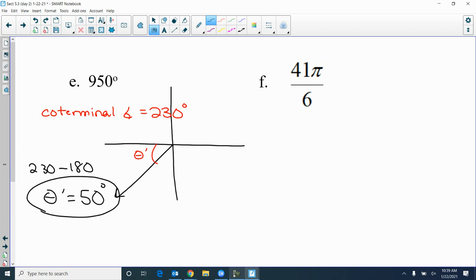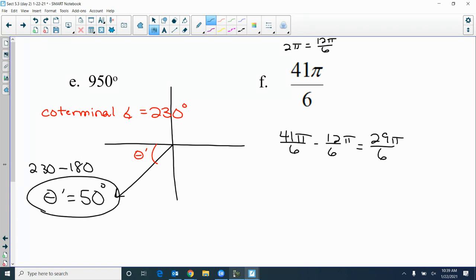Don't succumb to the peer pressure and change it to degrees. Keep it in radians. I have to find the angle between 0 and 2 pi. Subtract 2 pi until we get there. Well, 2 pi is equivalent to 12 pi over 6. So you take 41 pi over 6, and we're going to subtract 12 pi over 6. And that gives me 29 pi over 6. Well, that's still bigger than 2 pi. Since we converted 2 pi to 12 pi over 6, we're looking to get under 12 pi over 6.